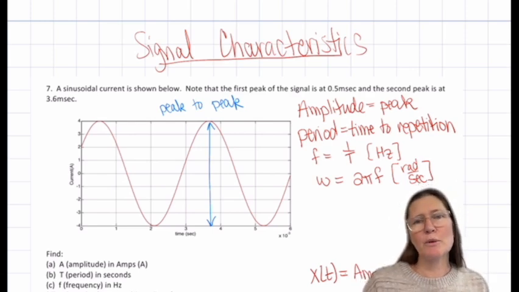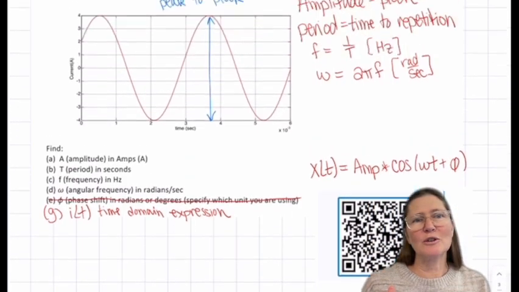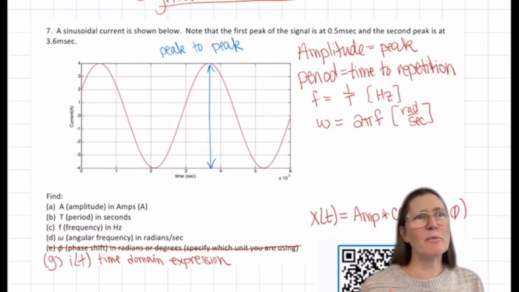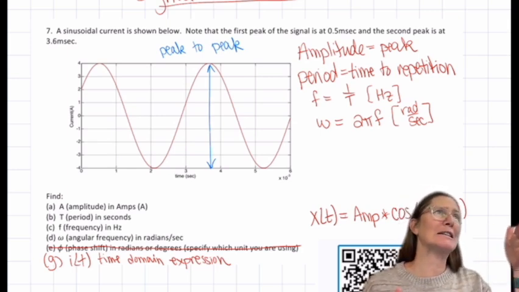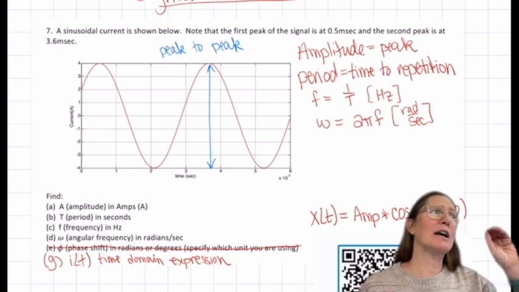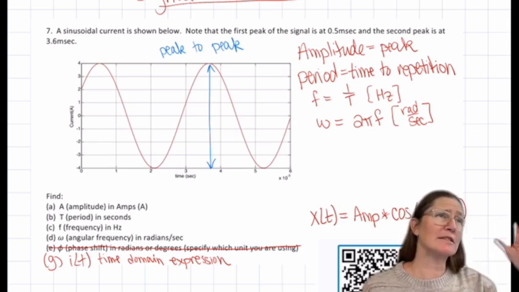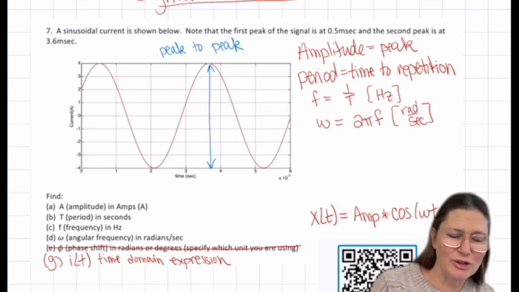Period is the time to repetition, frequency is 1 over the period, and omega is 2 pi f. I think we're going to skip finding phase shift from the graph this time. From a graph, you'll have to identify whether it is leading or lagging by 90 degrees or 180 degrees, so pi halves or pi. Just being able to look at a graph to see that difference. I'll show you how right now.